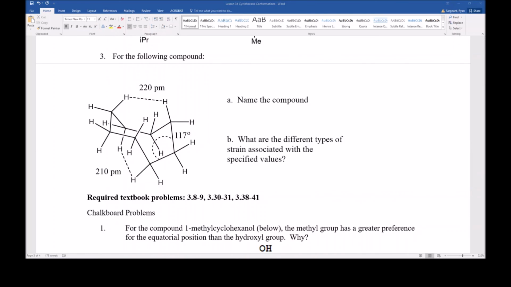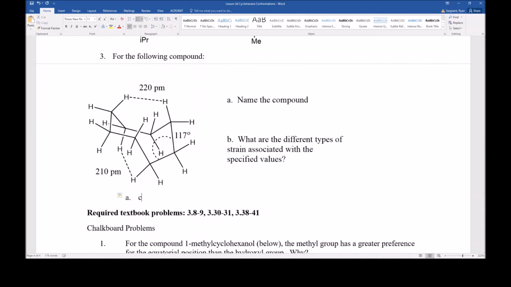The last example is just kind of an intellectual curiosity. What happens if you have more than 6 carbons? And so first we want to name this compound. And let's see. I see in a ring structure there's 1, 2, 3, 4, 5, 6, 7, 8. So we have 8 carbons. So that means that this is going to be a cyclooctane.